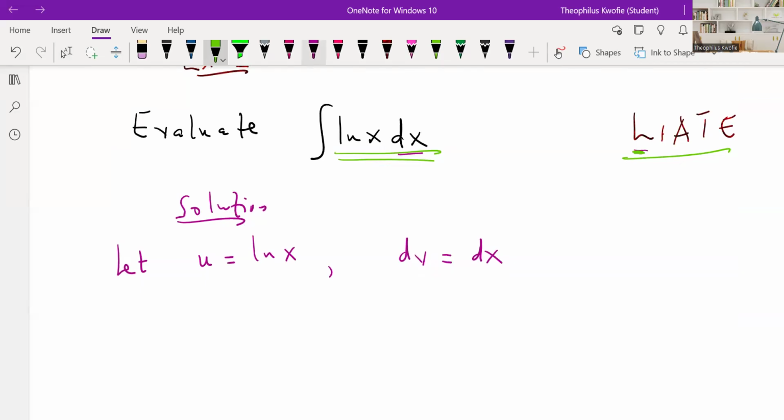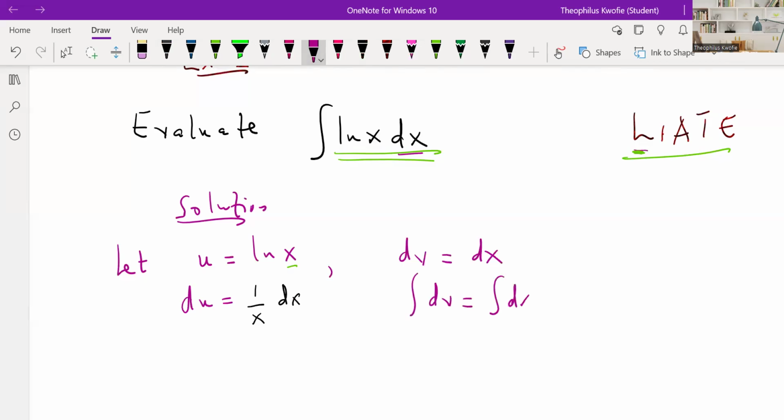And remember, we said that u has to be differentiable and the dv has to be integrable, if you could remember. So it means that my du would then be, when we take the differential of ln x, what do we get? We said that we differentiate the input and divide it by the input. So when we differentiate the input, which is x, we get 1 divided by the input, which is x, then dx. Very good. And then we also have to take the integral of both sides.